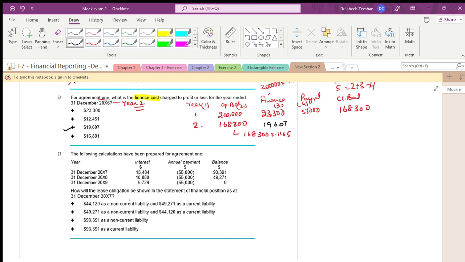What they are asking us is: the following calculations have been prepared for agreement 1. Interest, annual payment, balance. How will these obligations be shown in the statement as of now? Yes, tell me please. How much is the non-current liability and how much is the current liability?